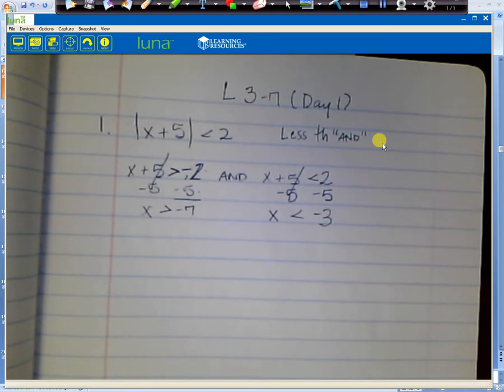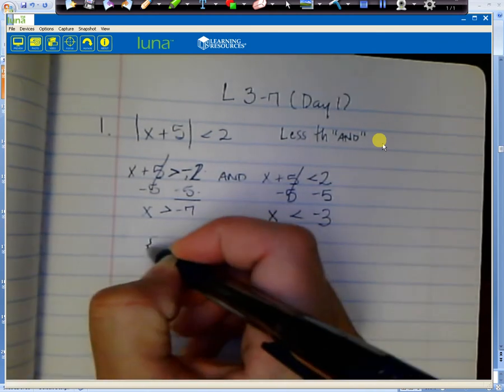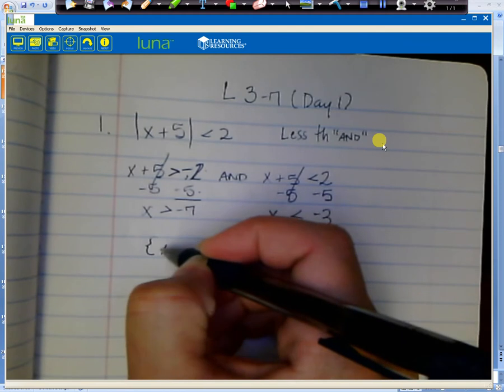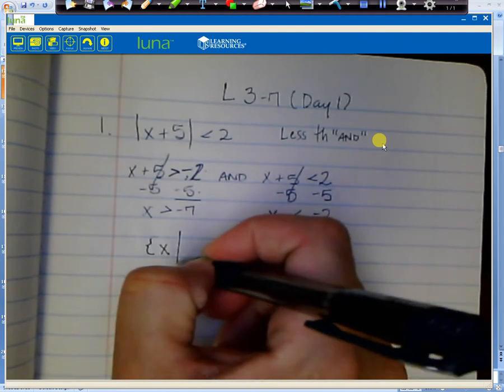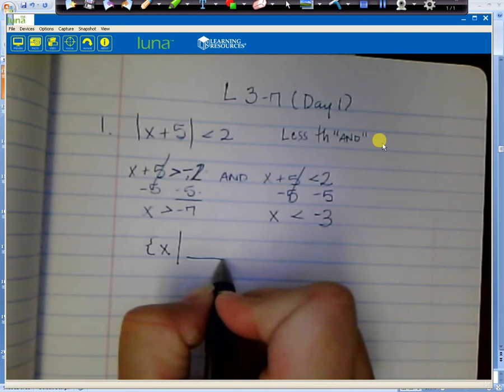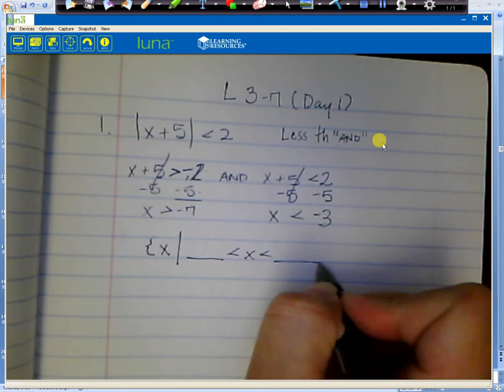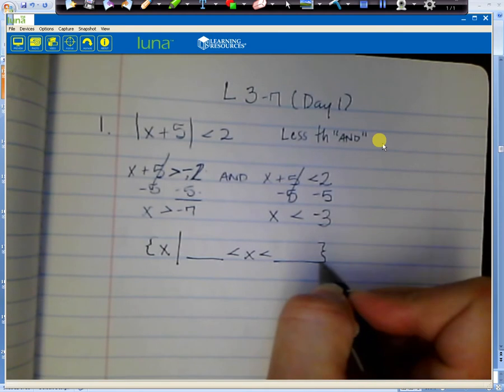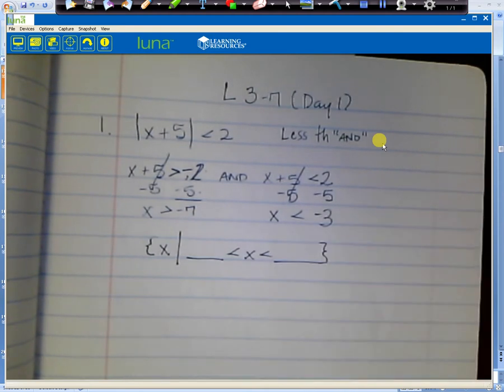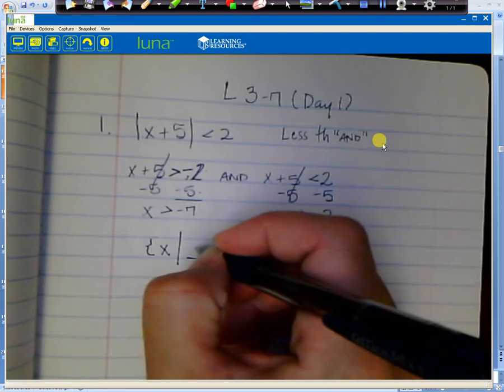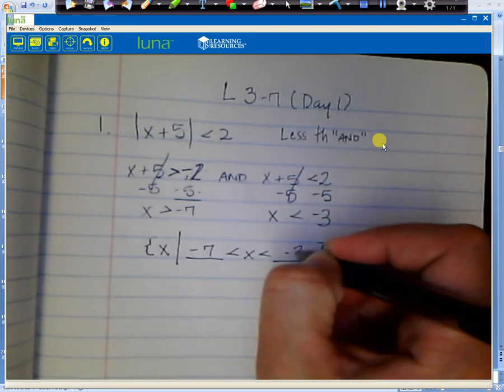Now, your set notation is going to be the squigglies, x such that, and again, I want you to write this, blank is less than x is less than blank. Okay? That's your set notation. No matter what your answer is, your set notation for an and problem is always going to look like that. Blank is less than x is less than blank. Now you can simply fill in your negative 7 and your negative 3.